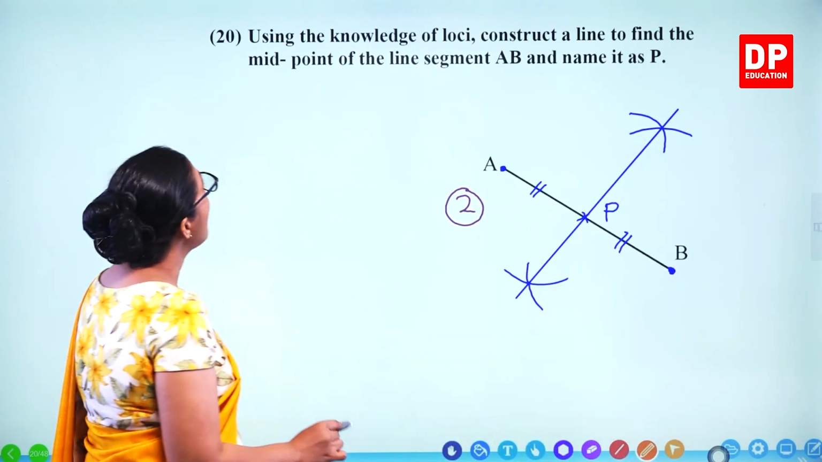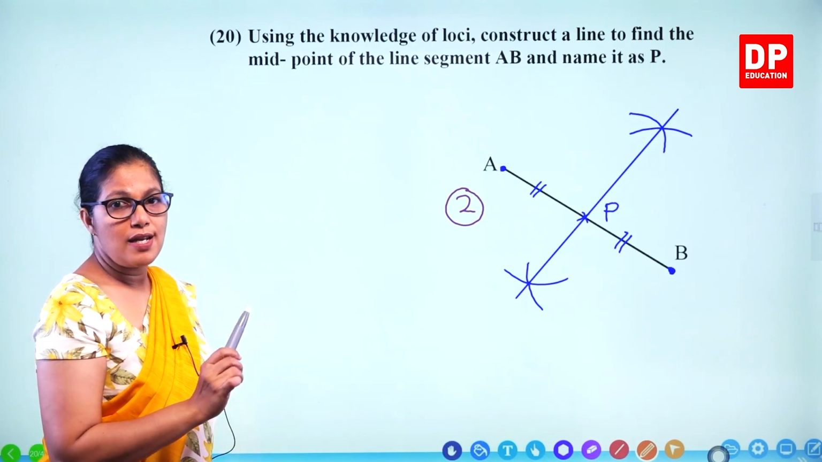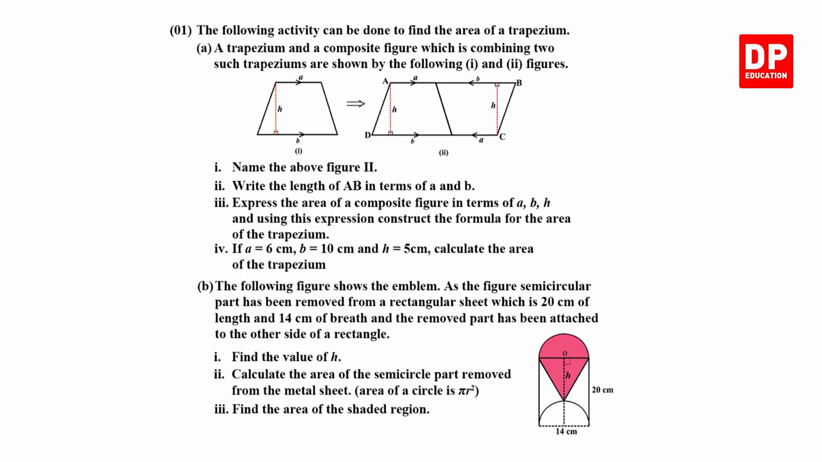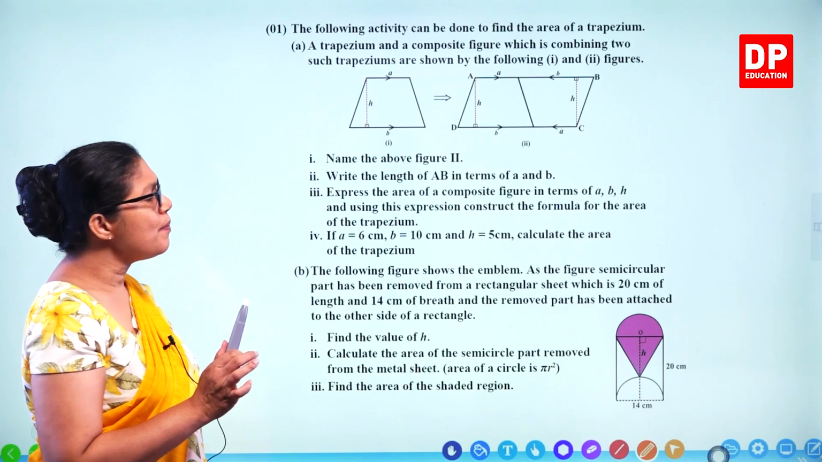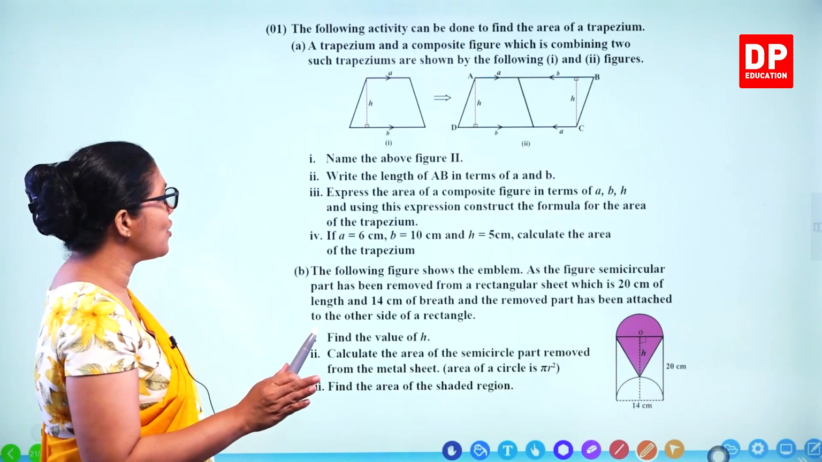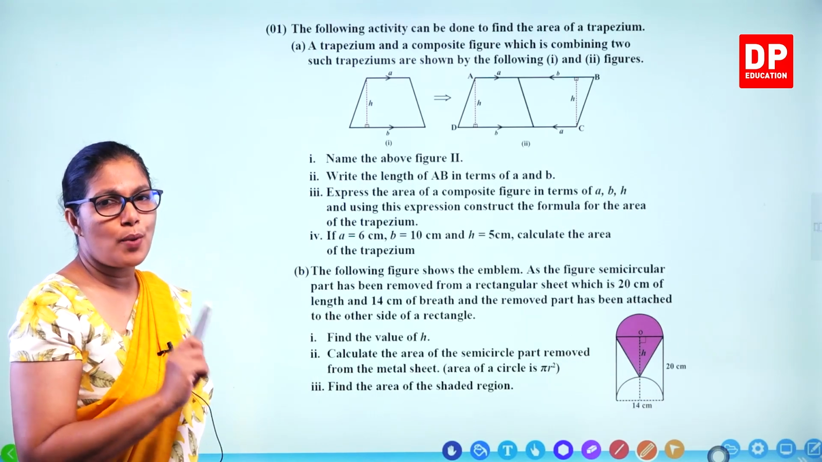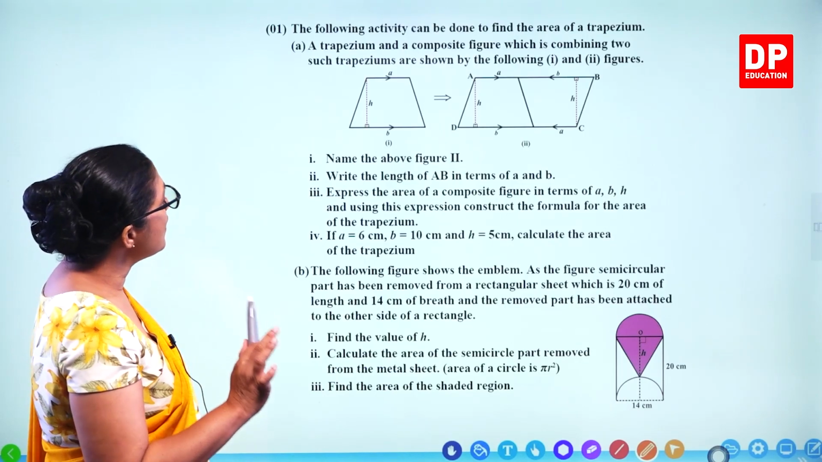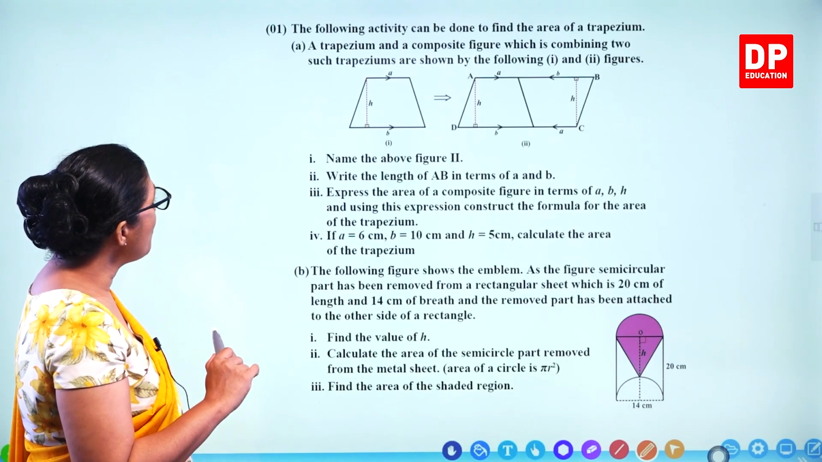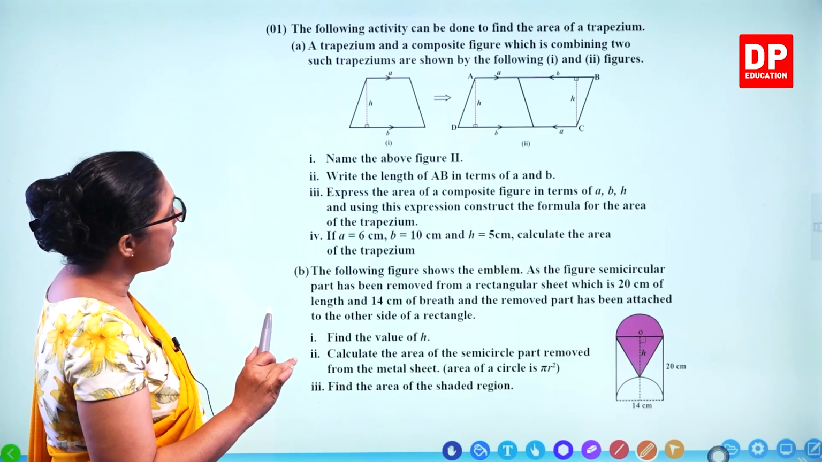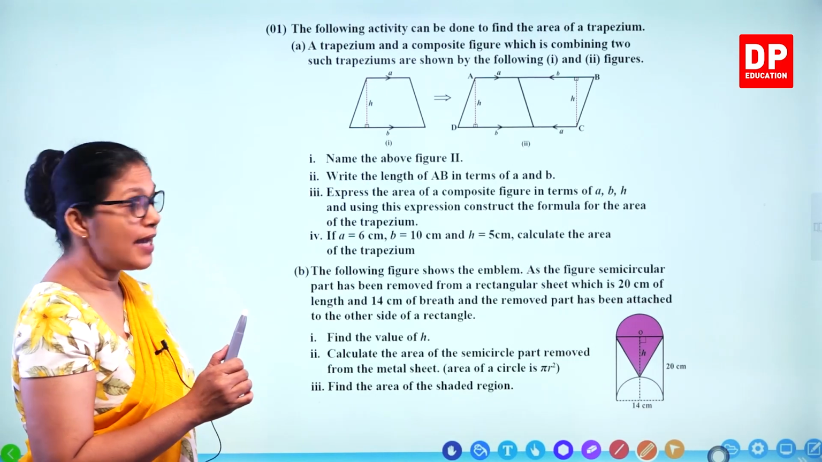So this is the last question in part A. Let's do part B now. Now we'll look at part B. In part B, you have to answer the first question and then you can select only 4 other questions. So we'll do the first question now. There are 2 parts and this is about area. So we'll see how we can do this.